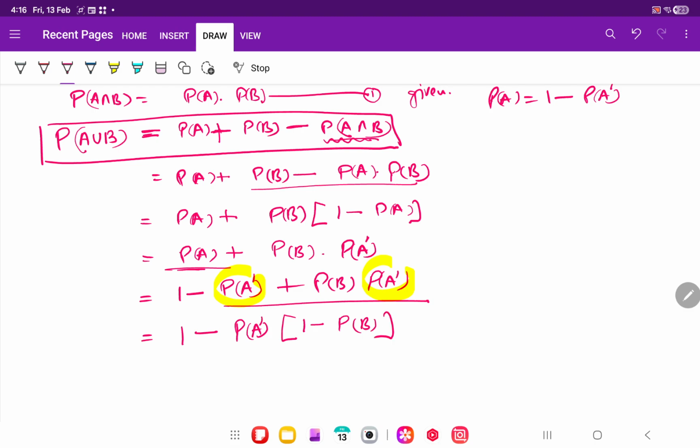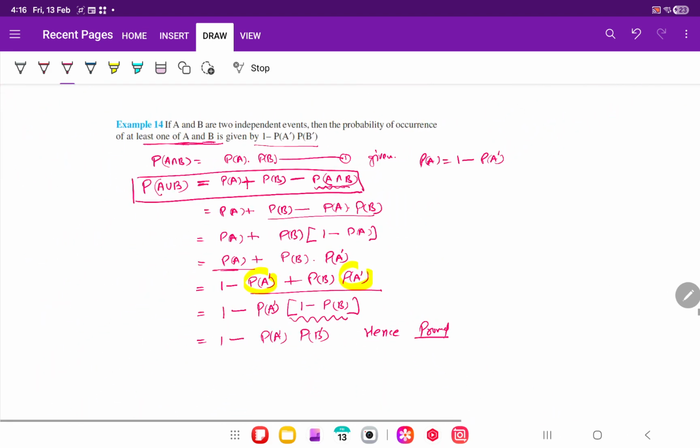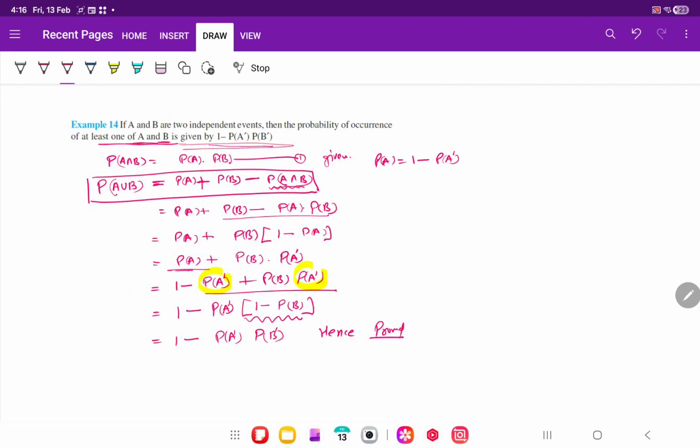Correct? And what is 1 minus P(B)? Think about it. This is nothing but P(B'). So hence proved. Yes or no? So this is what we had to prove. See here, this is what we were supposed to prove, and this is what we got.